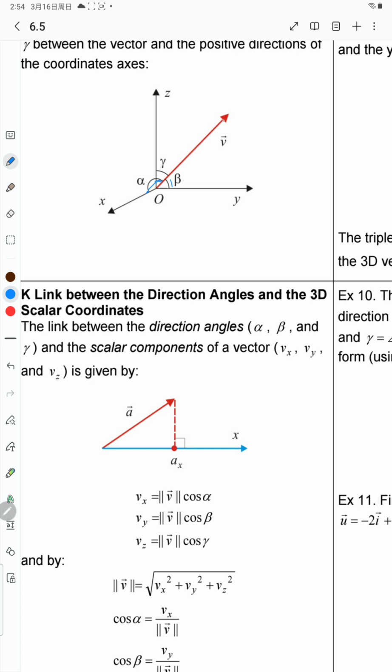So for example, if I were to single out only v and x right here, and I look at it from the right, this is v and x, and their angle is going to be alpha. Here v and y has angle beta, and also v and z. So it's the same thing.